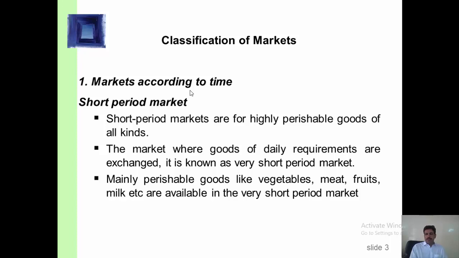Now, what is short period market? Short period markets are for highly perishable goods of all kinds. Such a market is for a very short period of time. The markets where goods of daily requirements are exchanged are known as very short period markets as well. Mostly perishable goods are sold in the daily short period market, like vegetables, meat, fruits, milk, eggs, etc.